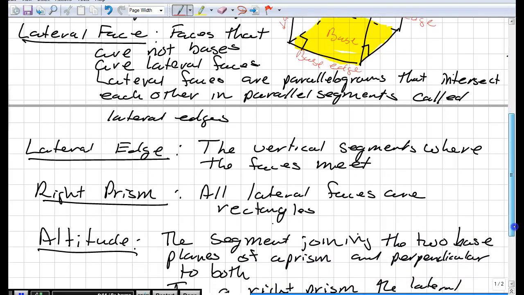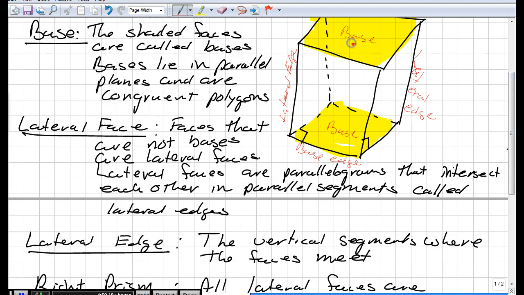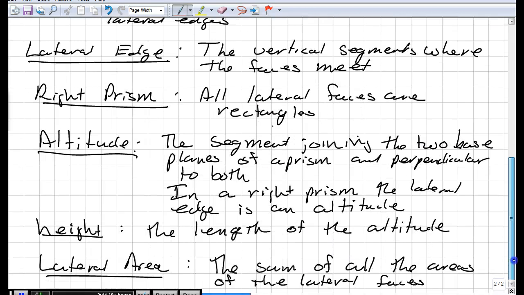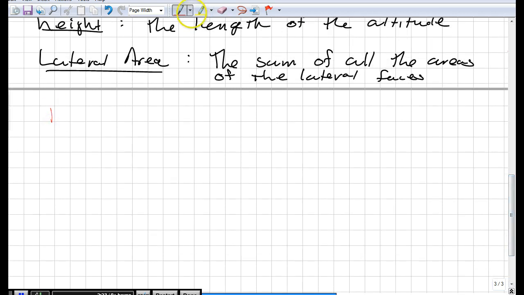An altitude is a segment joining the two bases, two base planes, and is perpendicular to both. So we could say that this is the altitude, but in a right prism, the lateral edge is also the altitude, or also the height. So the height is just the length of the altitude. The lateral area is the area of all the lateral faces. All right, so that brings us to our first theorem.